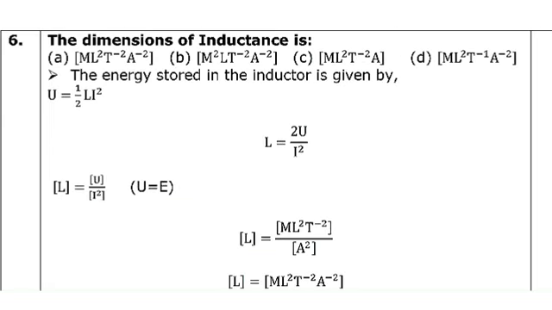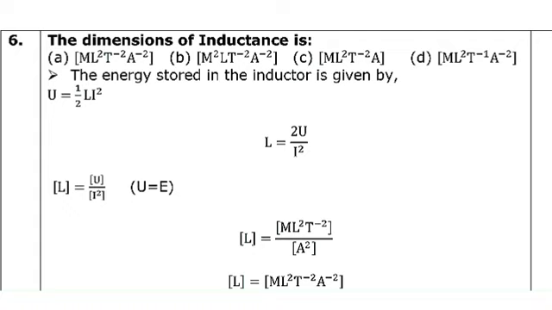The dimensions of inductance is, option A, B, C, D are given. Which one is correct? We have to choose. So they ask the dimensions of inductance. We know that inductance is denoted by L. So we have the expression for energy stored in the inductor, that is U is equal to half L i square. So we want the expression for L, inductance. So I will rearrange that expression for inductance, that is L is equal to 2U divided by i square.